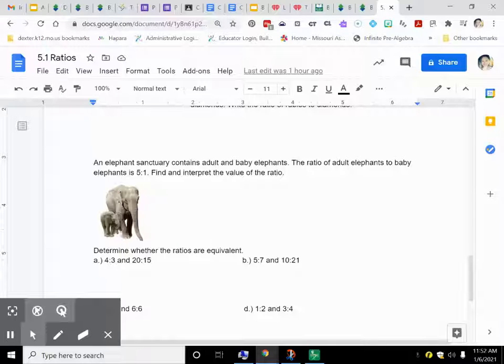Now, here's how you interpret it. You see the one that they listed first, which was adult elephants? You would say the number of the first one is the value times the number of the second. Okay, every time you interpret your value, it needs to look like this.